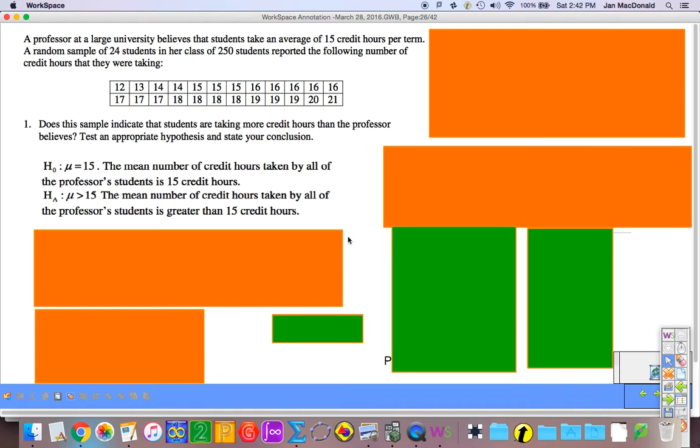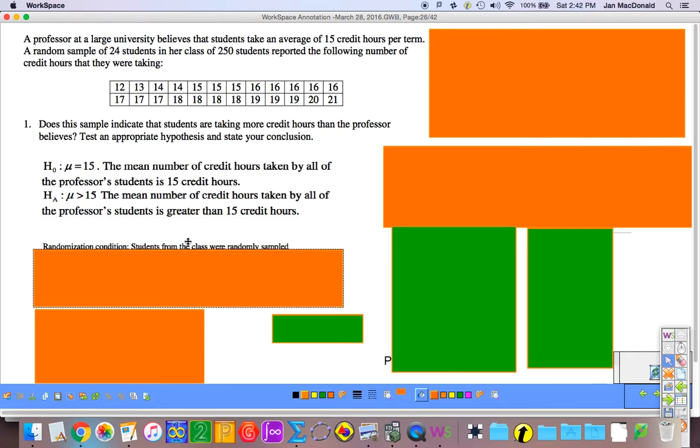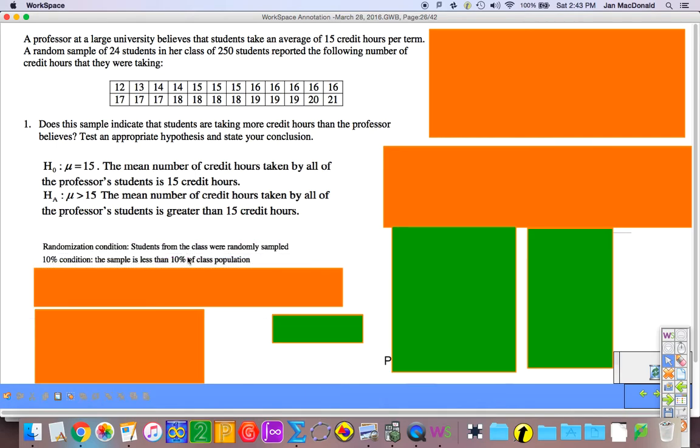Excellent. Now we have to check our conditions for inference. What are the conditions for inference for means? Well, let's take a look. So first, we have the randomization condition. Students from the class were randomly sampled. And in fact, you see that right here in the prompt, a random sample. All right. Next, the 10% condition. 24 is less than 10% of the 250 students. Excellent. And finally, the nearly normal condition.